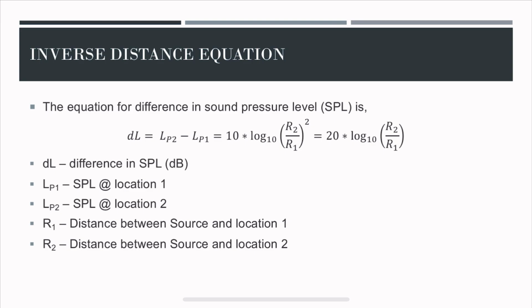So LP1 is the sound pressure level at location 1. LP2 is the sound pressure level at location 2. R1 is the distance between source and location 1, and R2 is the distance between source and location 2, and DL is the difference in sound pressure level in decibel.